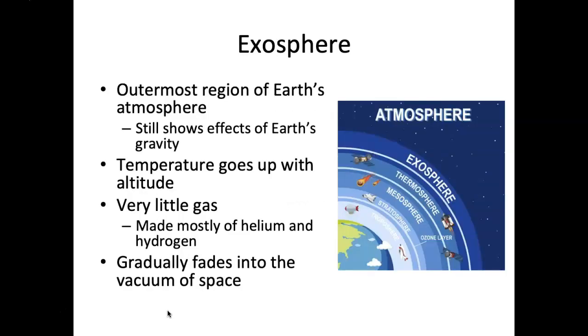Above that is going to be the exosphere. This is going to be the outermost region of the Earth's atmosphere. It still shows effects of the Earth's gravity, even though it contains very little gas. As you go throughout this layer, the temperature once again will increase with altitude, so very similar to that of the thermosphere. And the very little gas that it does contain is going to be made up mostly of helium and hydrogen. What eventually will happen is you'll see a gradual fade into the vacuum of space because of the Earth's lack of gravity and its effects at this level.